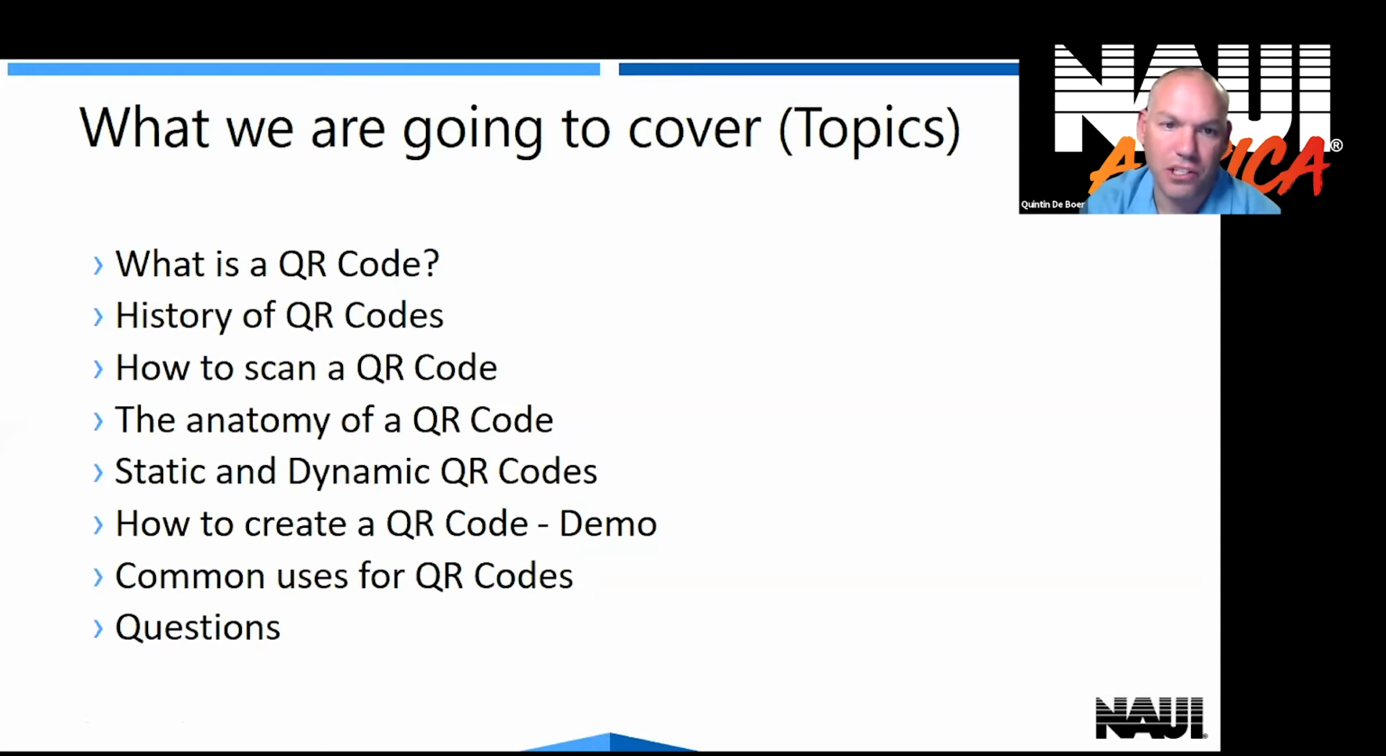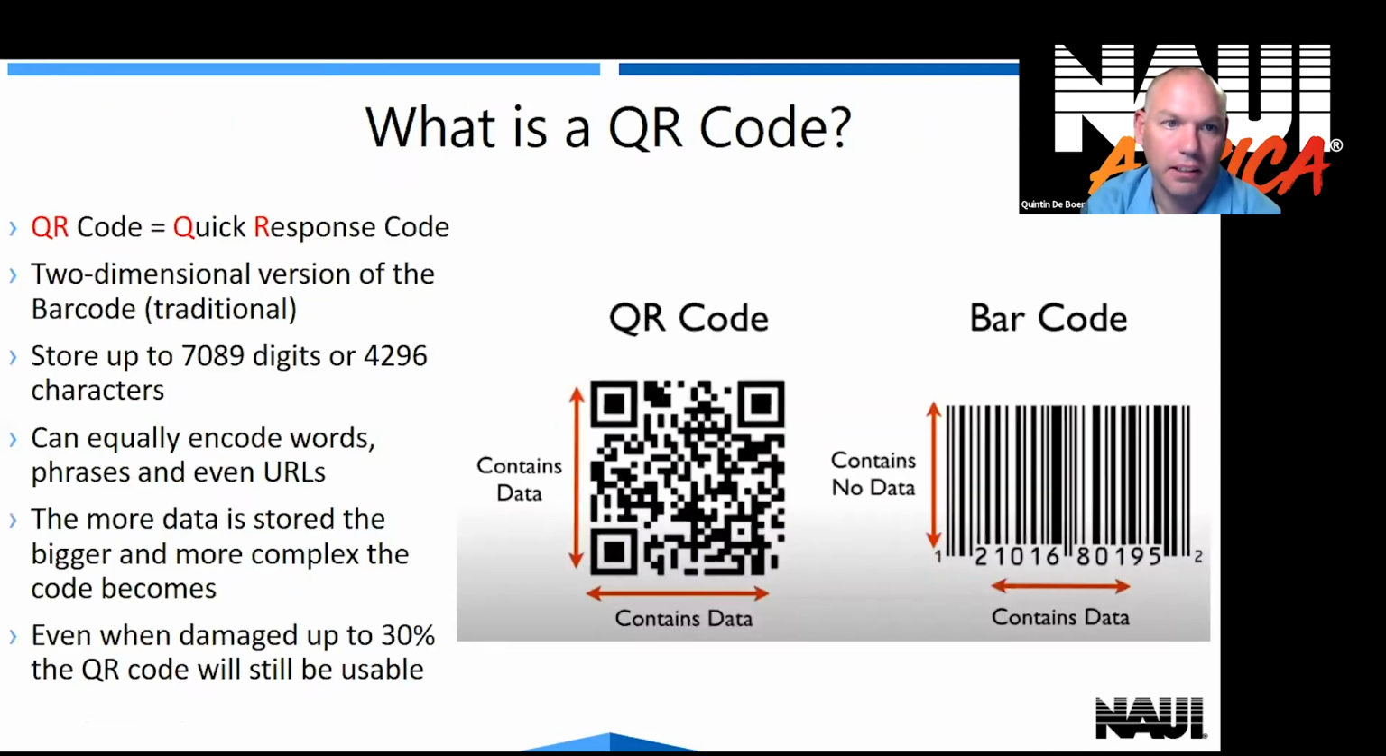Again, if there's a question along the way, please pop it in the Q&A section as per Bill. So firstly, what is a QR code? QR stands for Quick Response code. It is a two-dimensional version of the traditional barcode. Where a barcode only had data in the horizontal axis, the QR code now has data encoded in both the horizontal as well as the vertical axis.